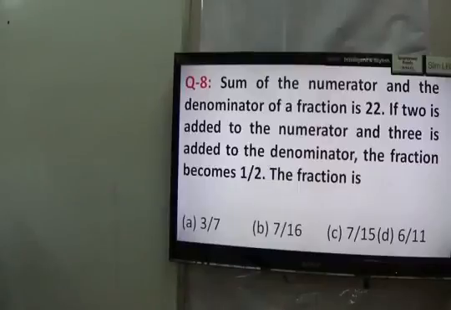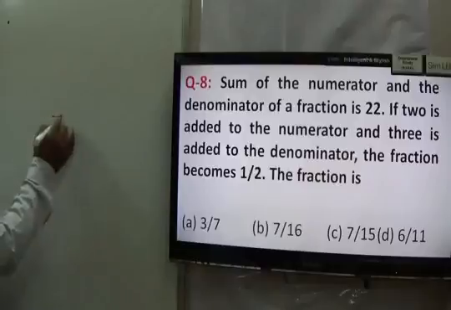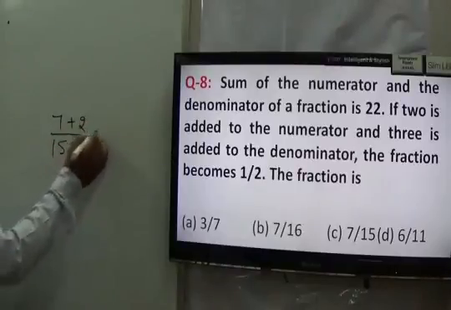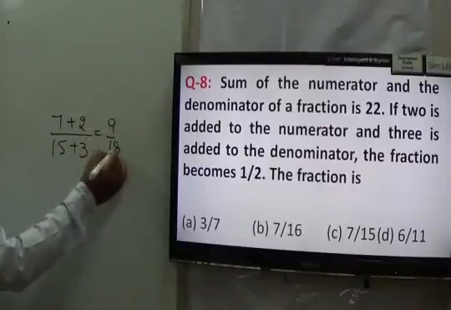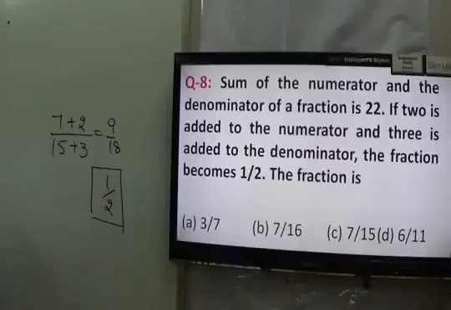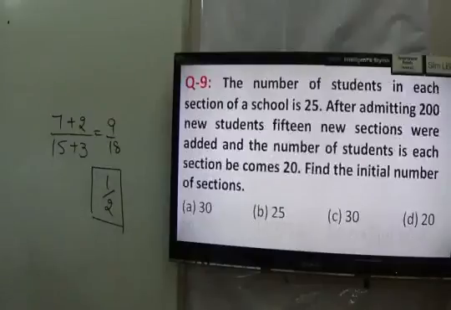Just look at your options and you will find only in one option the sum is 22, that is C, 7 upon 15. We try to adjust the second condition in this. If 2 is added in the numerator and 3 is added in the denominator, it becomes 9 upon 18, or my fraction becomes 1 by 2. So here I can say the fraction is 1 by 2. My answer is right. So I can say the answer to this question is C. The answer is 7 upon 15.